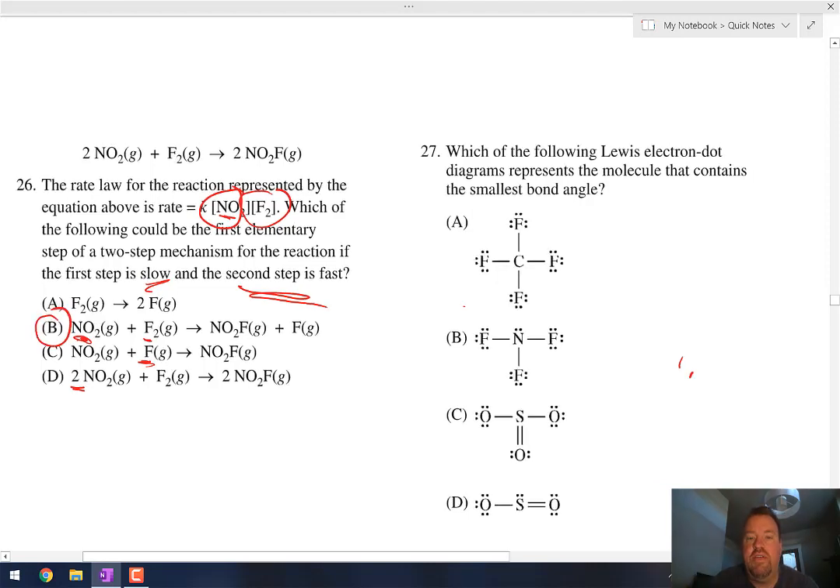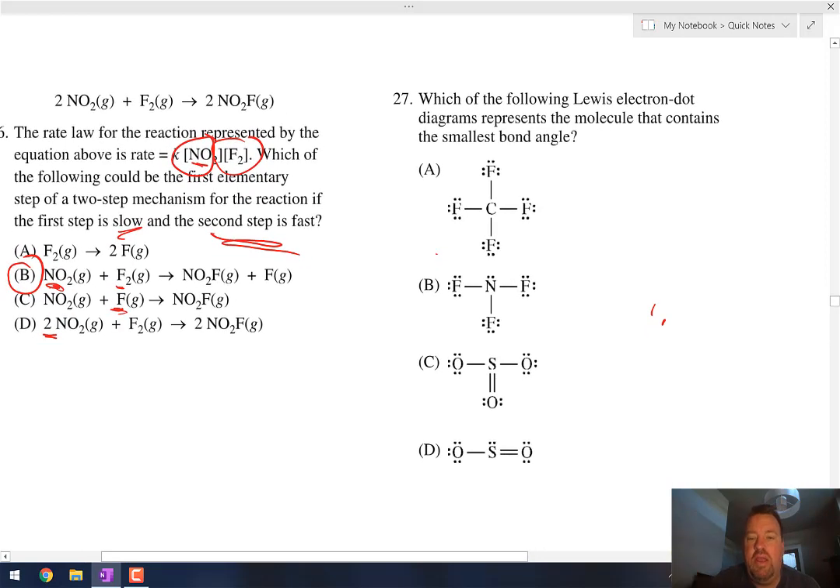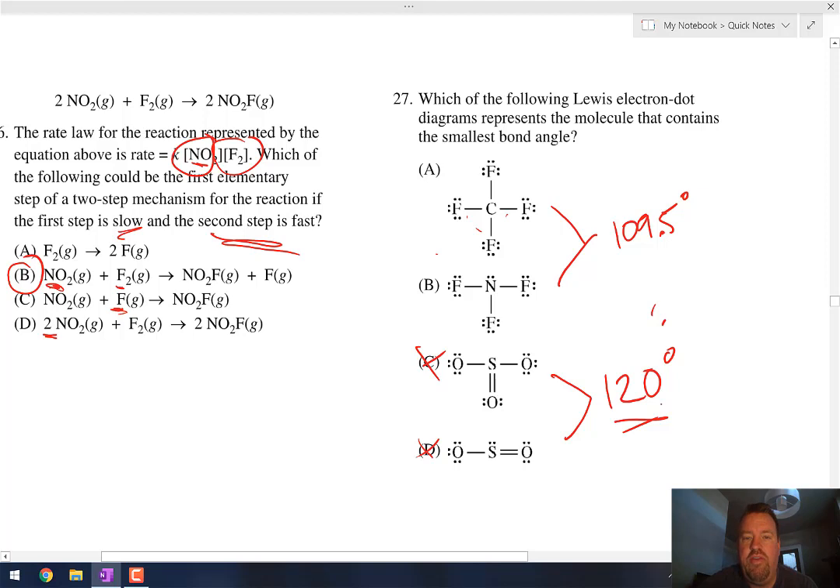Okay, number 27, the smallest bond angle. These are both based on the tetrahedral shape. A has 4 bonds, no lone pairs. B has 3 bonds, 1 lone pair. So they're both around the 109.5 region. C has 3 bonds and no lone pairs, and D has 2 bonds and 1 lone pair. So those are both right around the 120 range of the trigonal planar. So the smallest is definitely not C, definitely not D, because again, they're larger than 109.5.